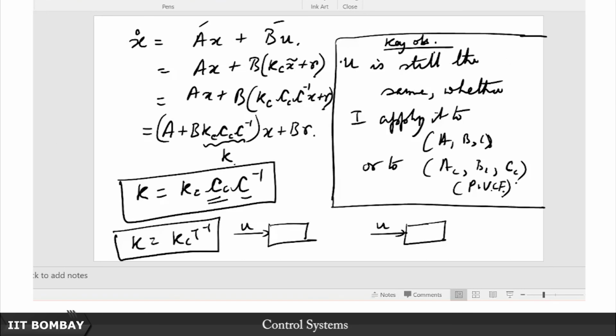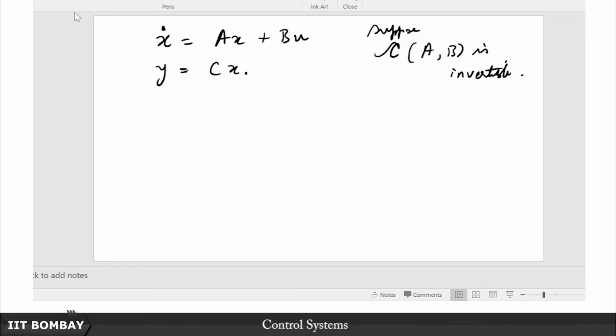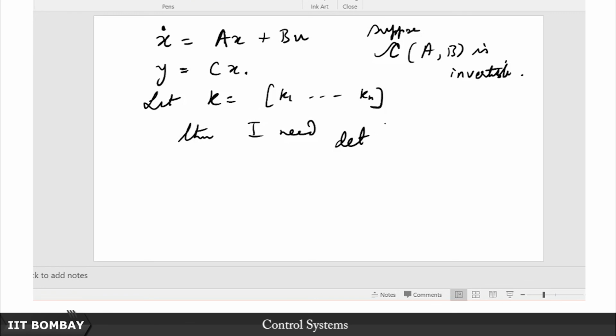Because I now know, based on this discussion, that provided this controllability condition holds true, I can always find a unique gain K. Let me just directly go ahead and find that gain K instead of going through this roundabout fashion. So let me directly say, let K is equal to K1 dot dot dot till Kn, whatever the structure of this is, and then I need the determinant of sI minus A minus BK to be equal to the desired closed loop characteristic polynomial, yeah.